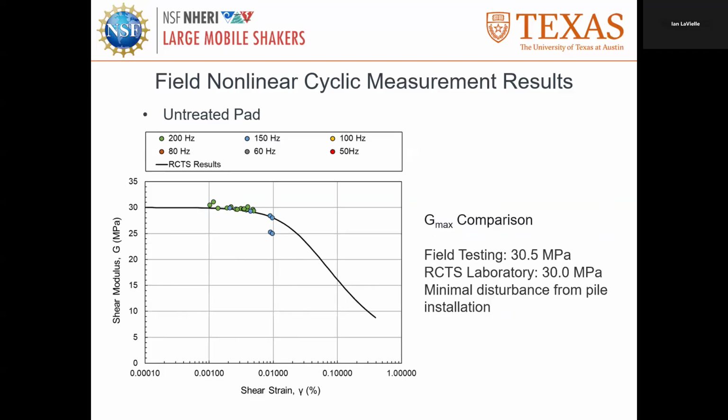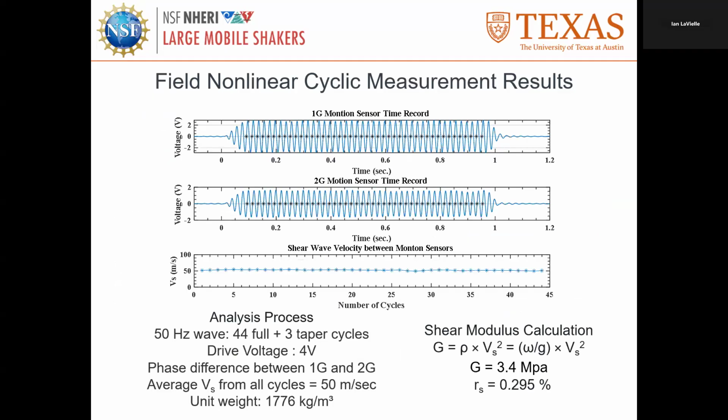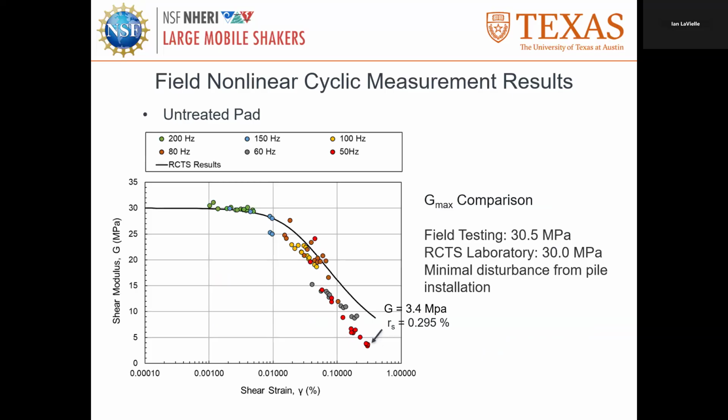We proceed with the different frequencies: 150, 100, 80, 60. And this is a signal at 50 hertz. This is the maximum shaking, a 50 hertz wave with 44 full cycles and 3 taper cycles, at the largest voltage input. We calculate the same way and get a velocity of 50 meters per second, which gives a G of 3.4 megapascals, and the strain was 0.3%. And this is the last point.